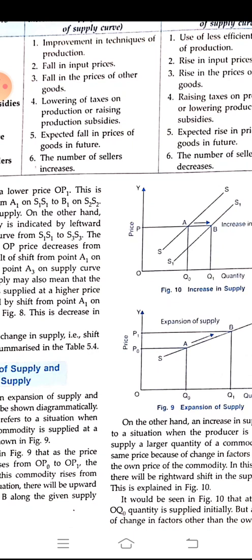We are finding a shift in the supply, whereas expansion in supply and increase in supply are two different things. Increase in supply means when the price is fixed and other factors are changing, we can find there is a shift in the supply. Expansion in supply means the price of that commodity is changing, and the supply is getting expanded or contracted, because there is a change in that commodity's price.